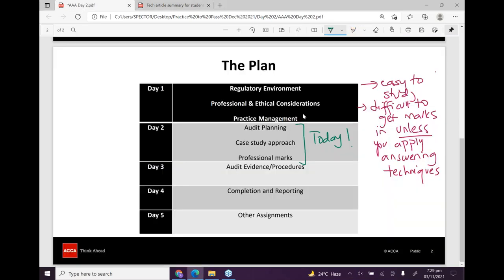Just going to put this up for you guys. As per the plan, tomorrow we're going to be covering audit evidence and procedures. I'll talk about common requirements, answering techniques, and I have 5 short questions that I'm going to do with you of different categories. Some have matters, some have evaluation of evidence, so all are different categories.